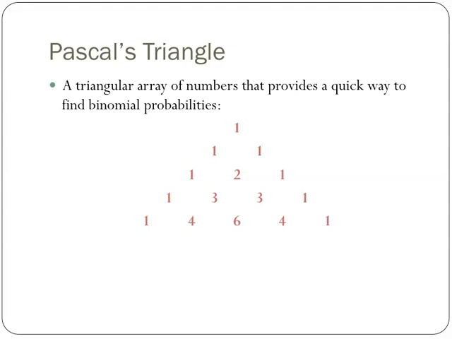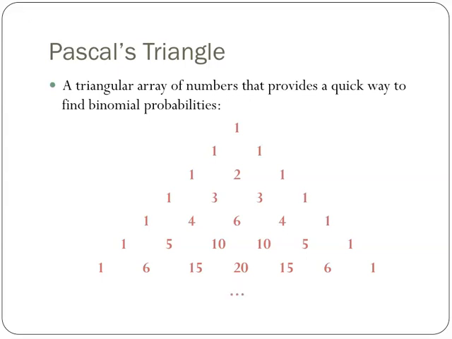Next row, start with 1. 1 and 4 is 5. 4 and 6 is 10. 6 and 4 is 10. 4 and 1 is 5. And you end with a 1. All right, and then the next row, we have 1, 6, 15, 20, 15, 6, and 1.